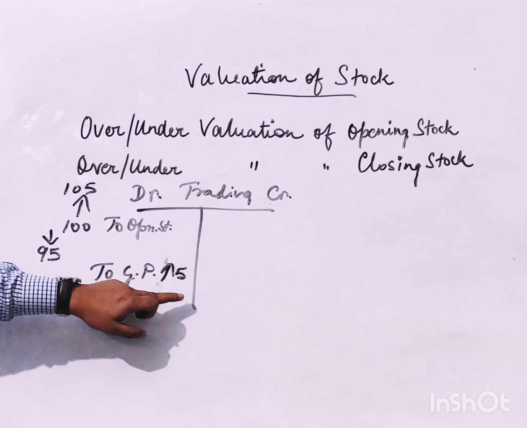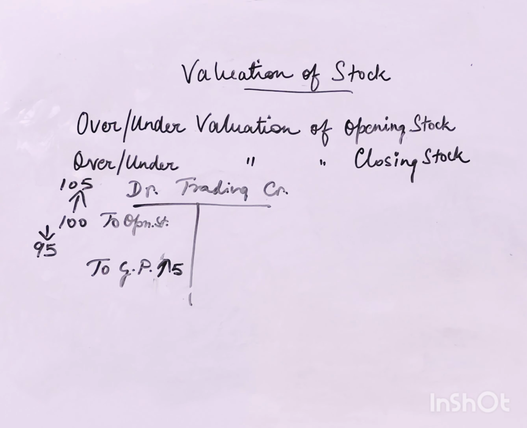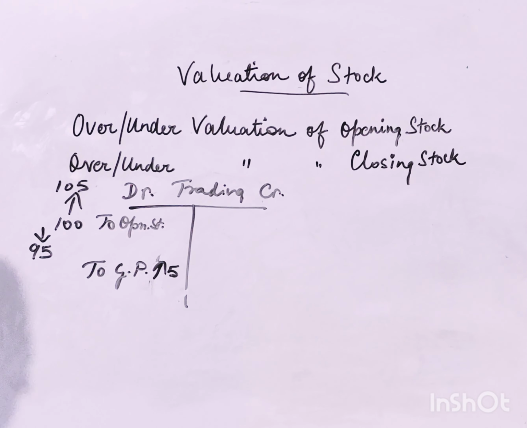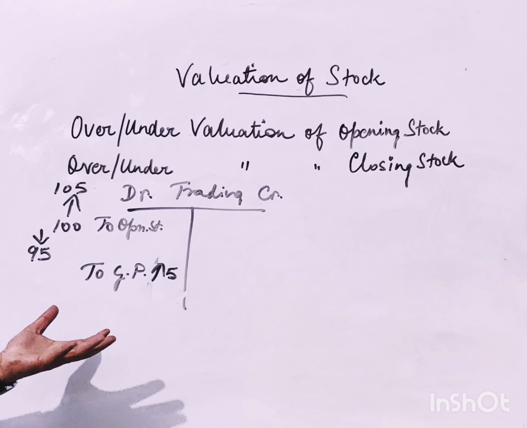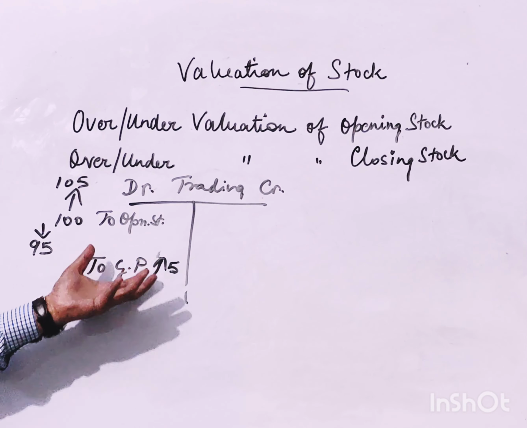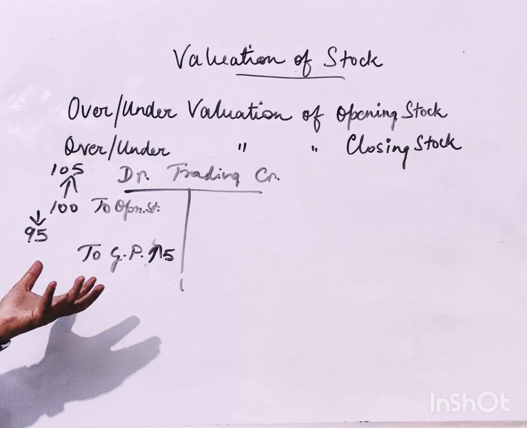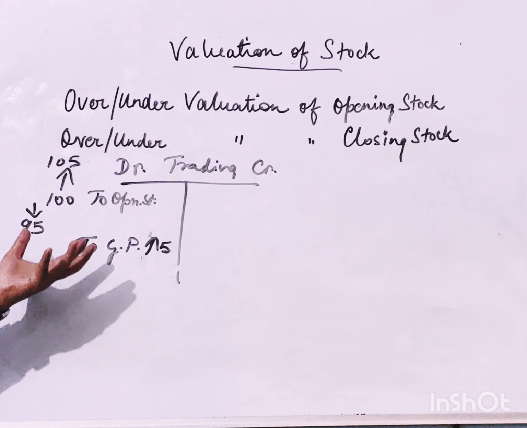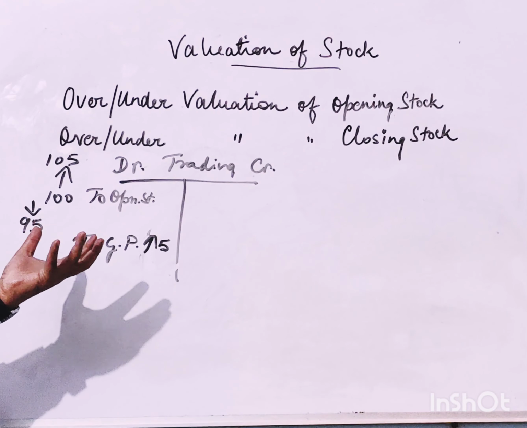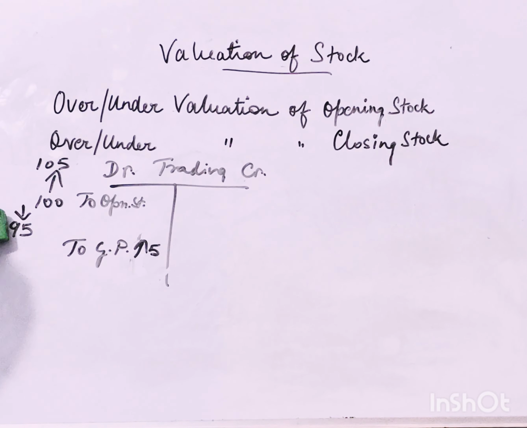So if someone sees this gross profit and thinks, okay, fine, I have an increased gross profit this year, no, this gross profit is not because of your better operation. This gross profit is because you have incorrectly valued your opening stock. Incorrectly valued, that means you have undervalued your opening stock.